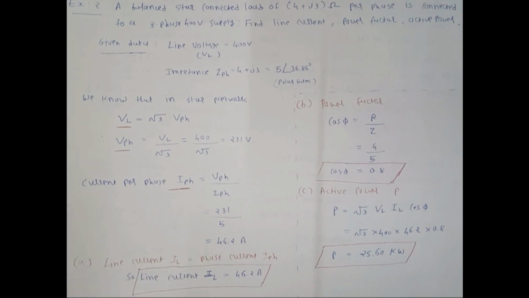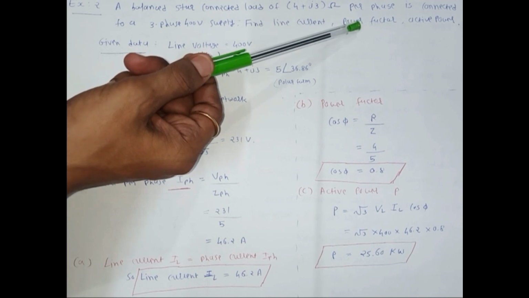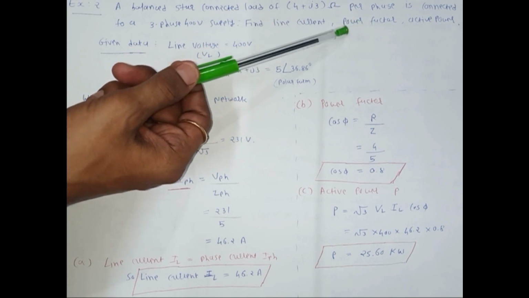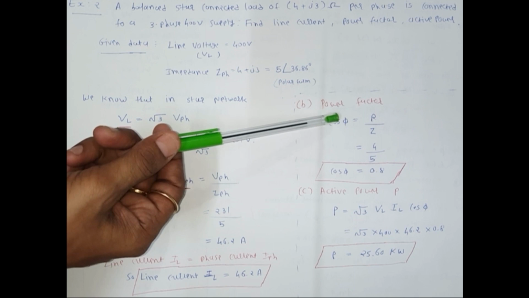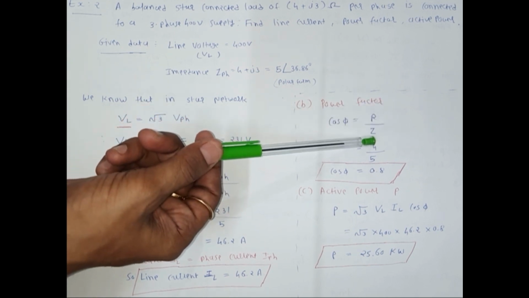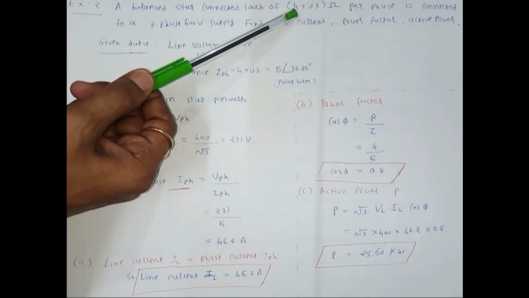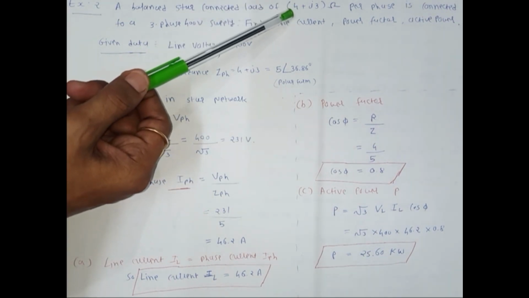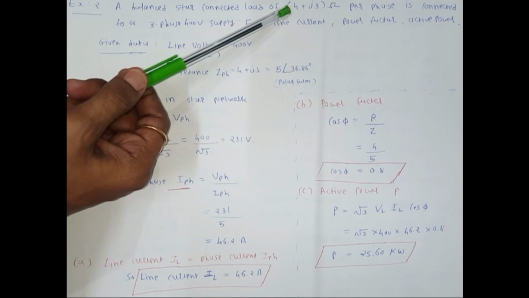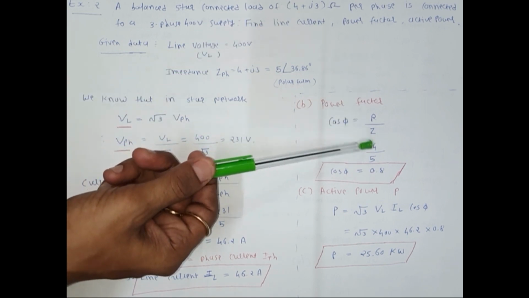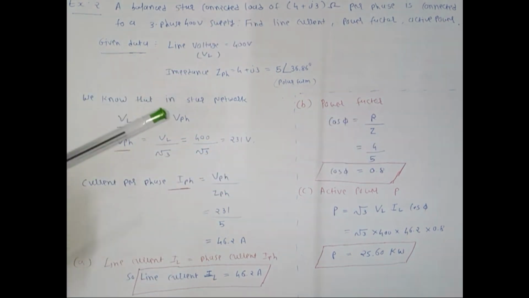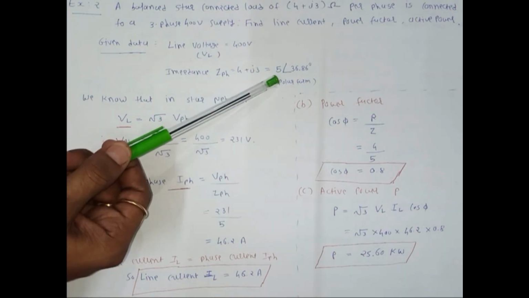Okay, now second parameter, cos phi, the power factor. We know that power factor equals cos phi, and cos phi equals R by Z. Here R is the resistive part of the impedance. So 4 upon 5; we already have the magnitude, this is 5.